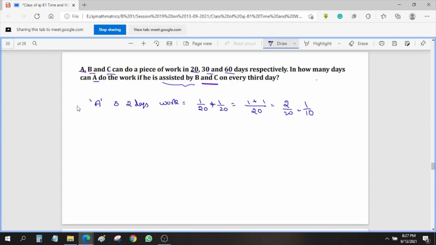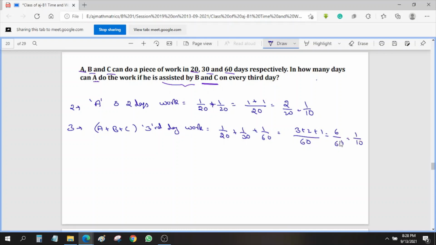Now, after this, in the third day, what will happen? B and C come to help A. Now A plus B plus C, the third day's work. So the third day's work is what? 1 by 20 plus 1 by 30 plus 1 by 60, which is equal to, so 60 is the denominator, 3 plus 2 plus 1, which is 6 by 60, which is 1 by 10. Okay, so the third day's work of A, B and C is 1 by 10.